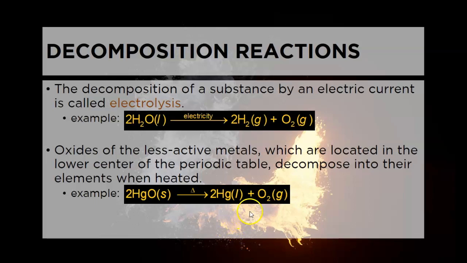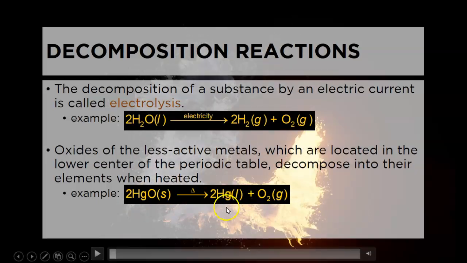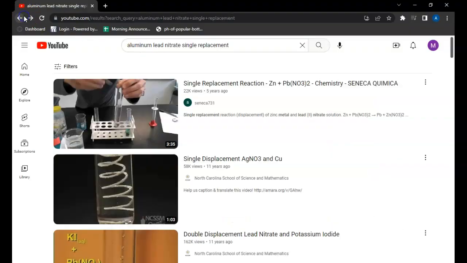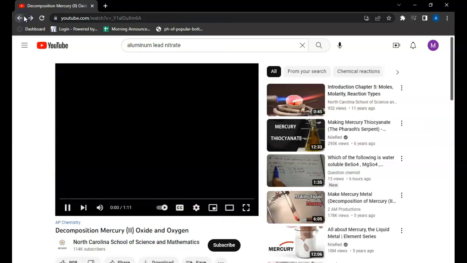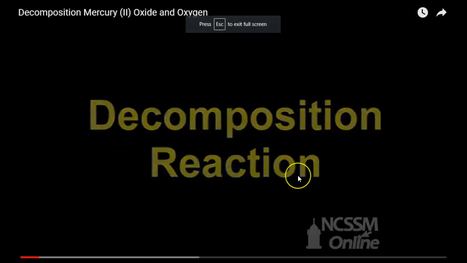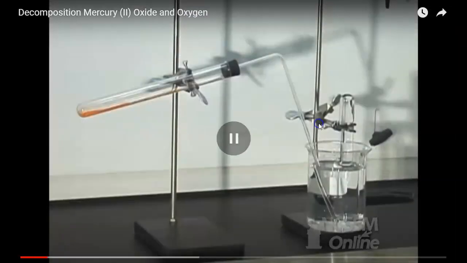I have a reaction here with mercury oxide, mercury(II) oxide to be specific. And it's going to decompose into mercury and oxygen. So I've got the mercury oxide here, and it's a red substance. What would you expect it to look like if it decomposes into pure mercury and oxygen?